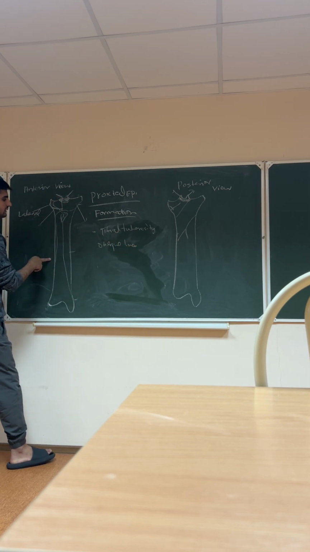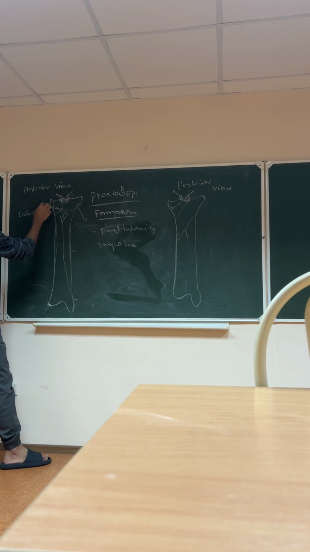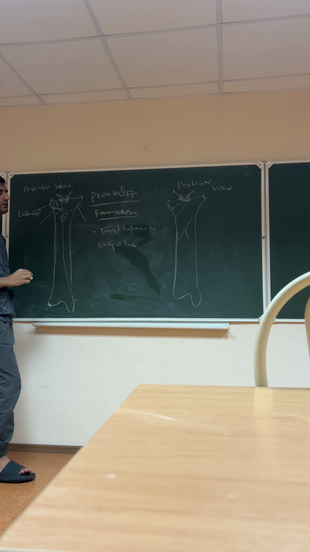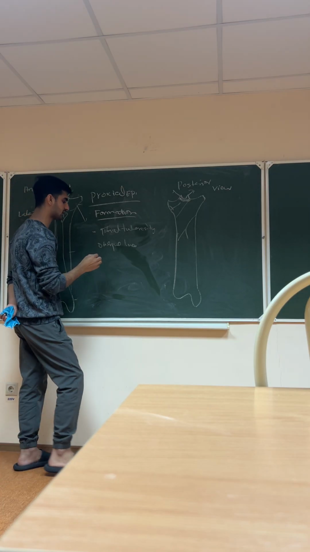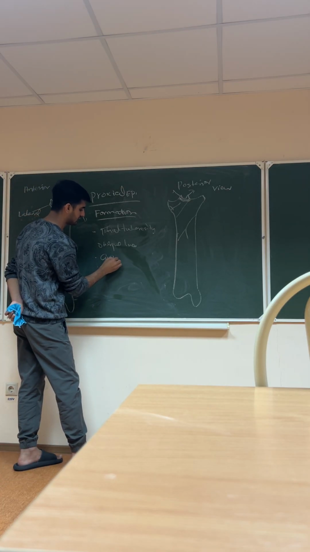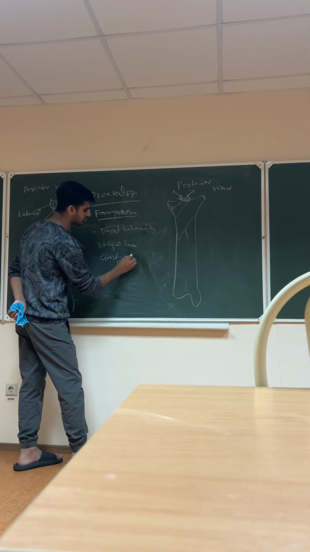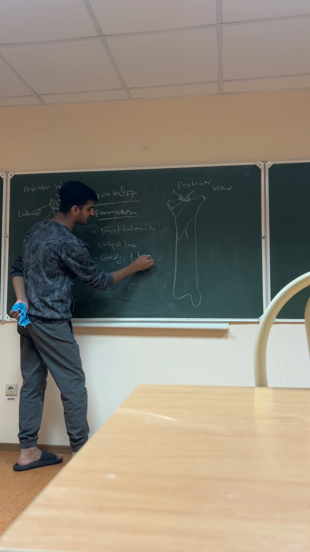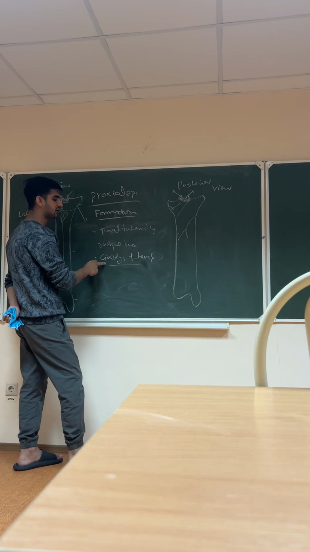This is the right one, and here is laterally. Here is the fibula bone on this side, and this fibula bone is shown here. This area is the iliotibial tract or Gerdy's tubercle. Also, you can say Gerdy's tubercle, or iliotibial tract.